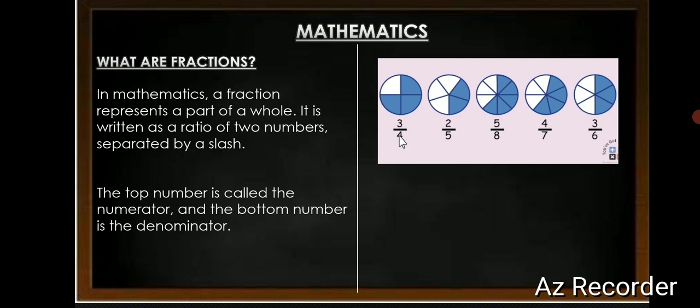As earlier established, a fraction represents a part of a whole. In this fraction, we are saying that there are 3 portions of this pie that are shaded with reference to a whole number of 4 parts. There are 1, 2, 3, 4 parts, out of which there are 3 portions that are shaded. The same thing applies to the second fraction, where we have 2 portions of a 5-portion circle shaded. So there are 2 shaded portions out of a total of 5. The same thing applies to the remaining fractions.